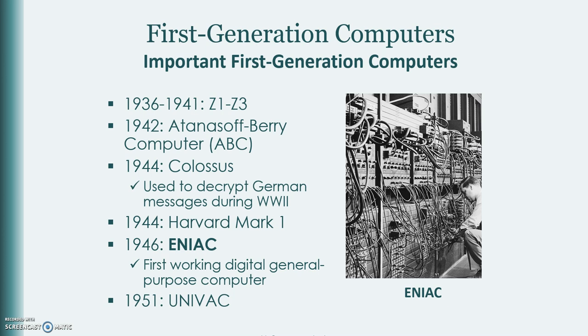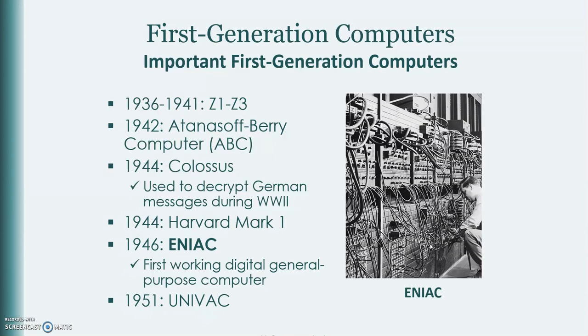In 1944, we have Howard Aiken, who invented the Mark I. John Mauchly and Presper Eckert created the electronic numerical integrator and computer, which was called ENIAC, this right here, in 1946, and then followed it in 1951 with the UNIVAC. So this picture right here is a small portion of the ENIAC. Just fun facts, and to show you just how massive these machines were.